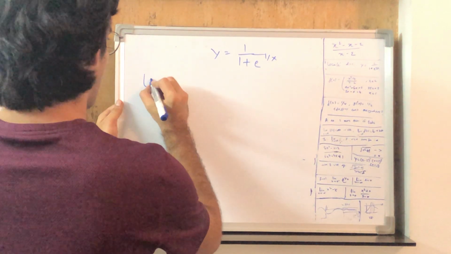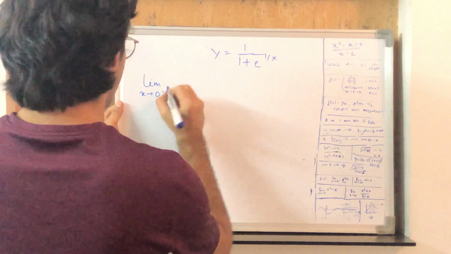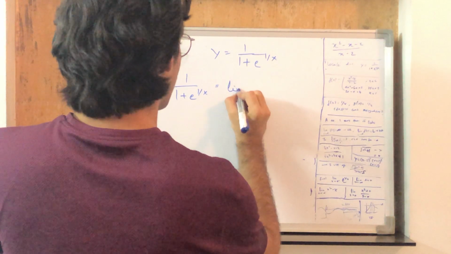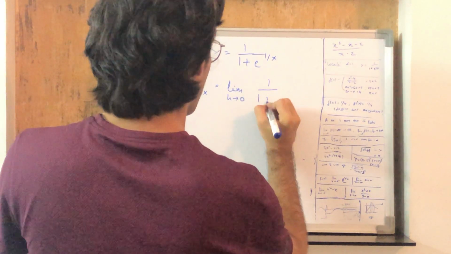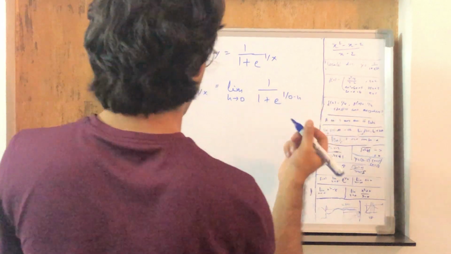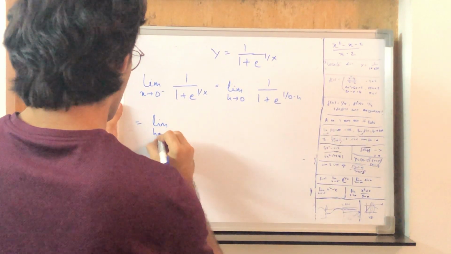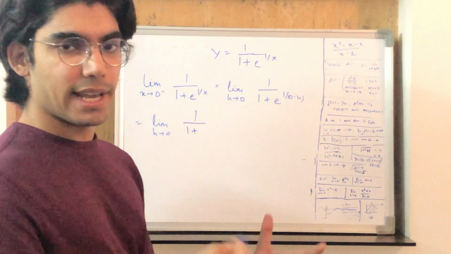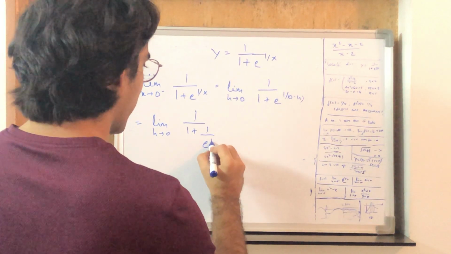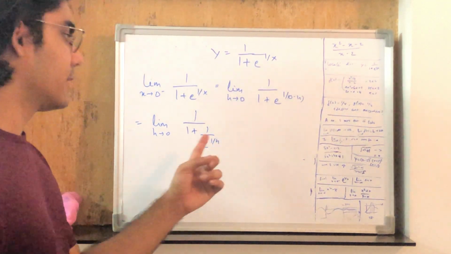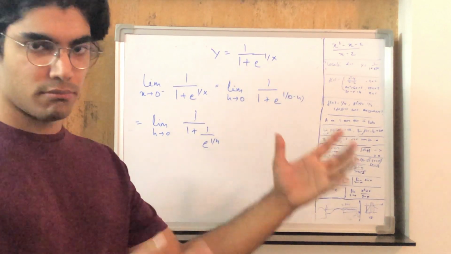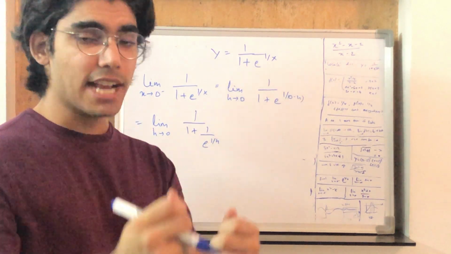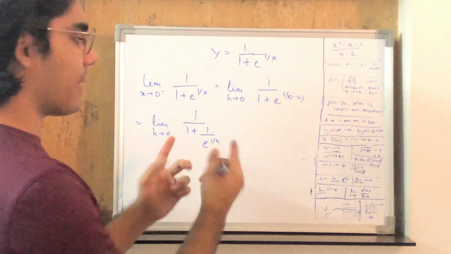I write the left-hand limit, x tending to 0 minus, of this function 1 over 1 plus e to the 1 over x. I can write this in terms of h, which gives me 1 over 1 plus e to the 1 over 0 minus h, which is simply limit h tending to 0 of 1 over 1 plus e to the 1 over negative h. Since I have a negative in my exponent, I can take the reciprocal of it. So this is how I write this.